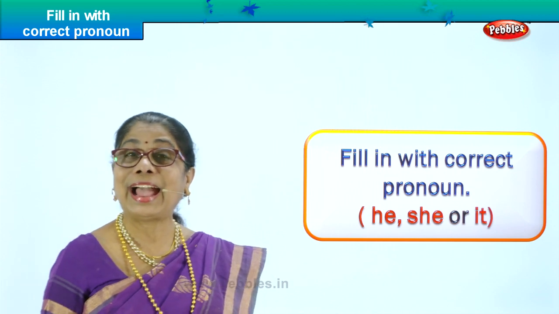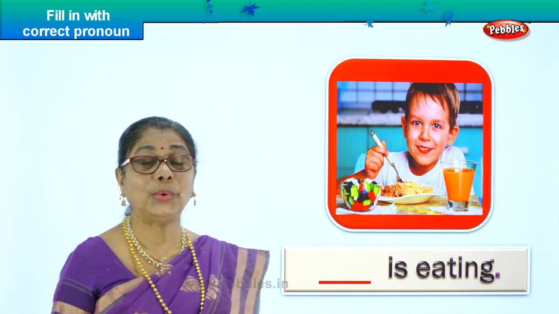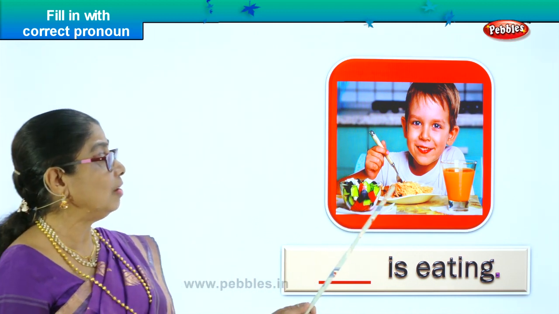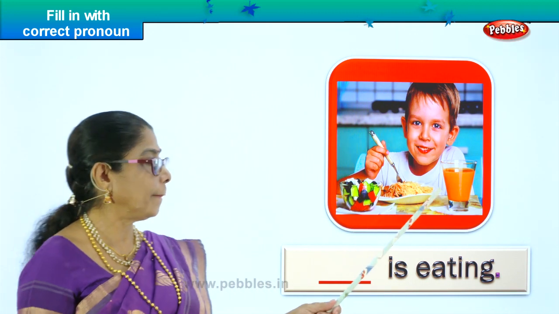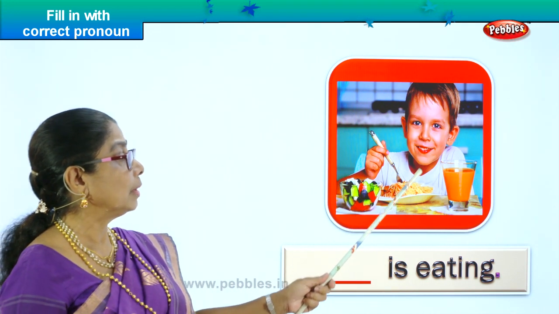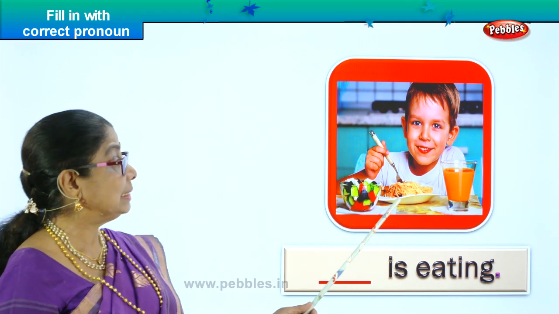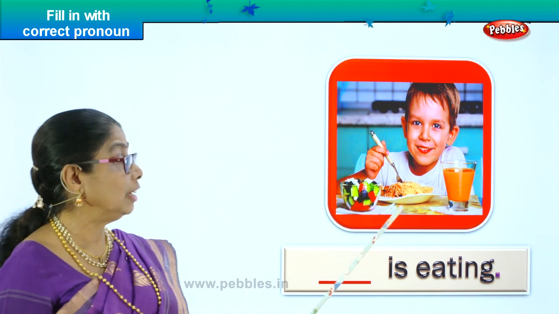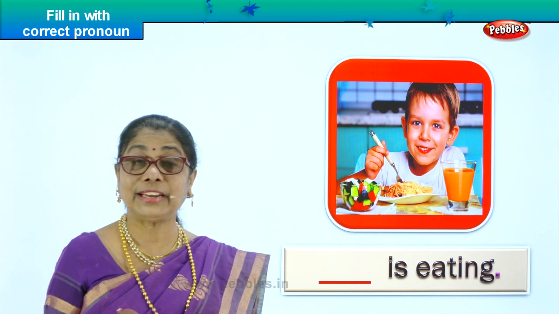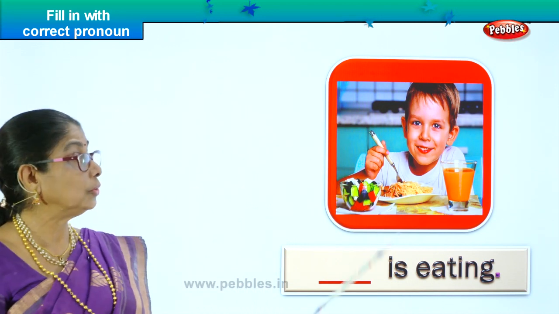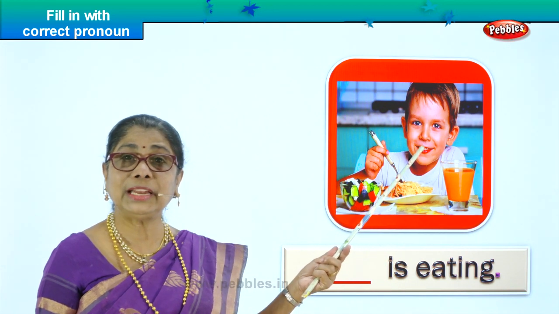Let's look at our first sentence and see what correct pronoun will go in there. Now look at the picture. Is it a girl or boy? What is he doing? He's eating. Probably he's eating his breakfast. He's got little noodles, some fresh vegetables or fruits, and some nice fresh juice. So what will we use here? Can we use it for the little boy?